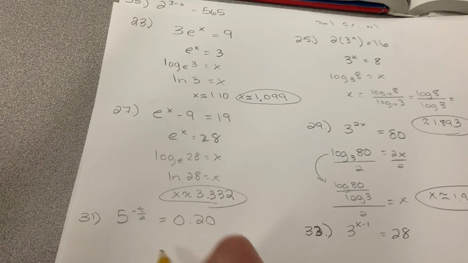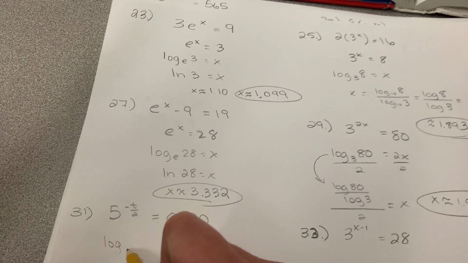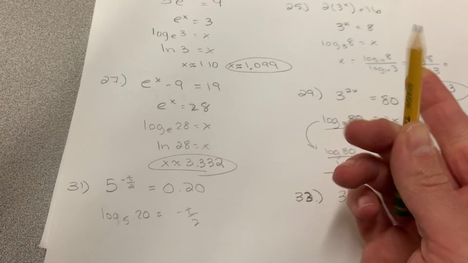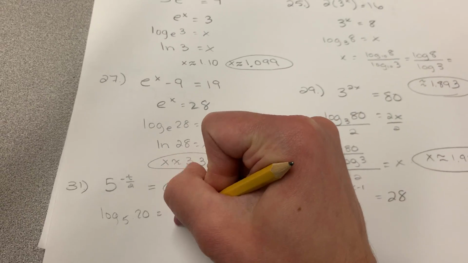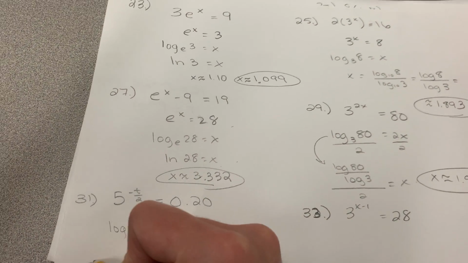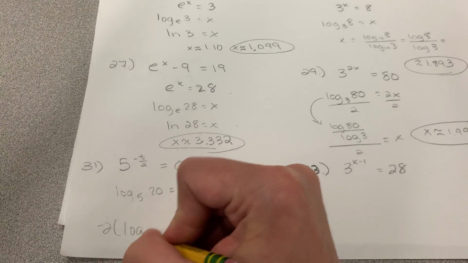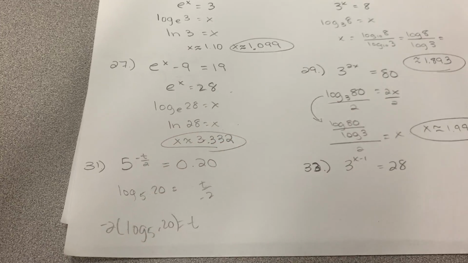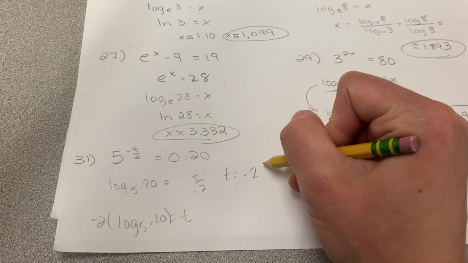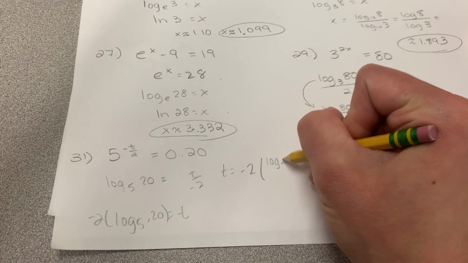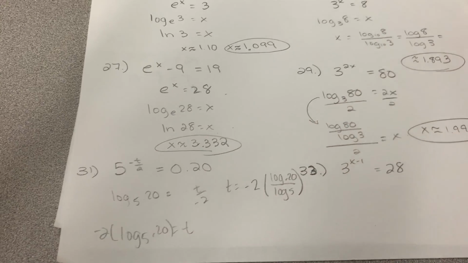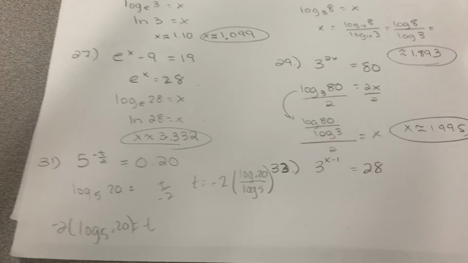Here, this doesn't work, so let's put it in log form. Log 5, 0.20 equals negative t over 2. Let's put the negative with the 2. You're allowed to do that. And then I'm going to multiply both sides by negative 2. So whatever this is, multiply by negative 2. And that's going to be your answer. So t equals negative 2 times log 0.20 divided by log 5. You're going to put that in your calculator. You can check your answers in the back of the book.